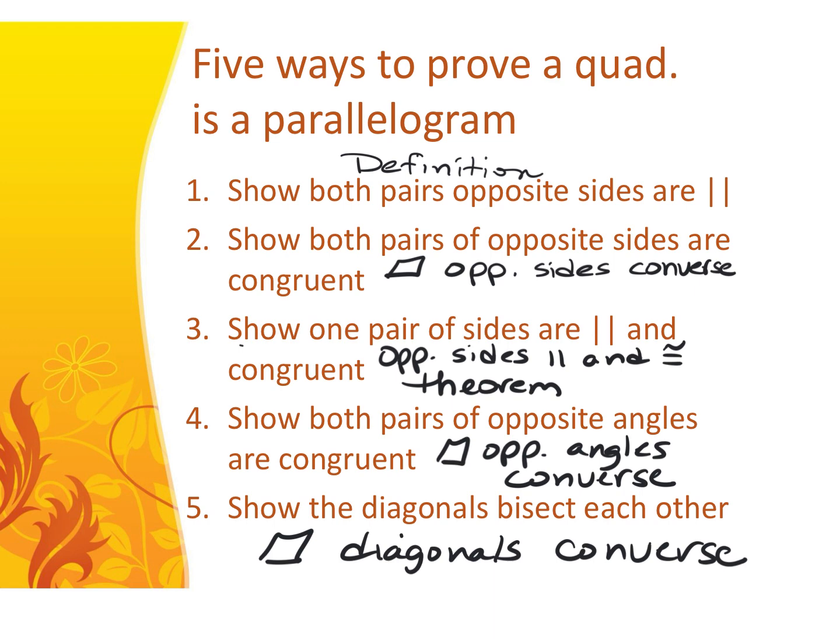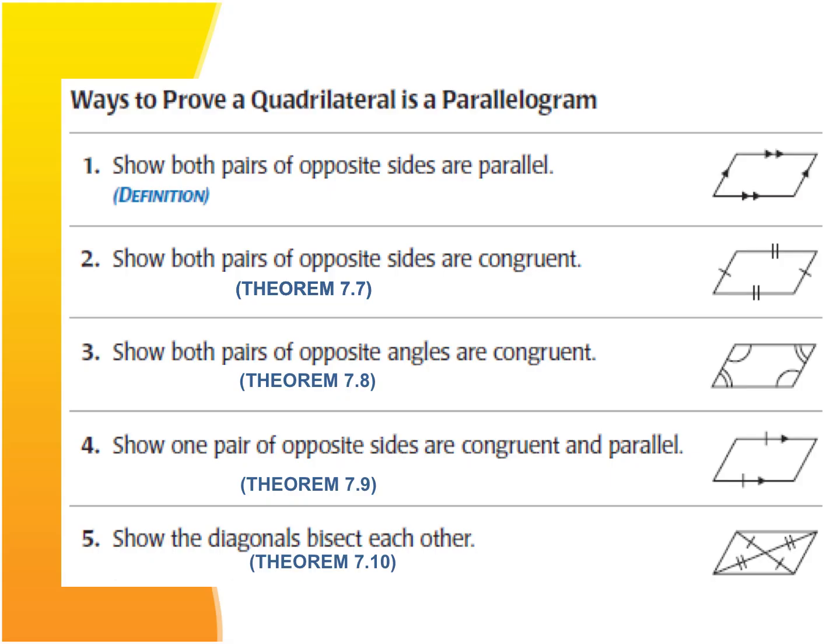The next slide has the same thing, but it's got a picture with it as well. So again, the first one is the definition. And again, don't memorize any of these numbers. You're going to memorize the names or what it states. So when you show both pairs of opposite sides are parallel, that's the definition of a parallelogram. If you show that both pairs of opposite sides are congruent, that's the parallelogram opposite sides converse.